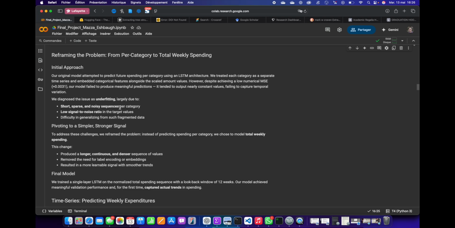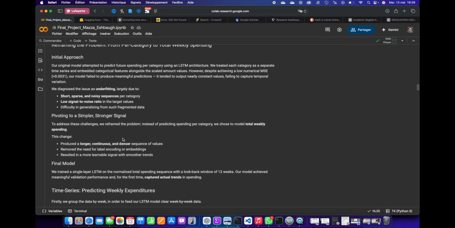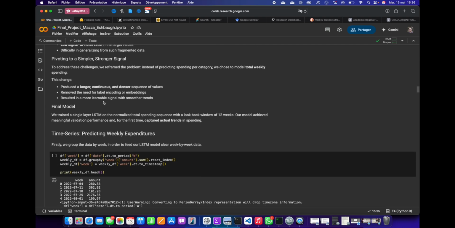You can see that the signal, just intuitively, will be much more readable and much more approximable with a weekly data set because we can aggregate it and have more aggregate values. So it's longer, more continuous, more dense, and we'll train what ends up being a single layer LSTM long short-term memory model on the normalized total spending sequence. We're going to look back 12 weeks, and we can do that repeatedly when we query it to predict however many weeks in advance we want.